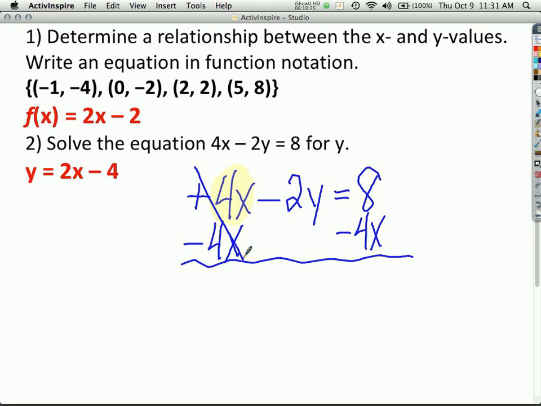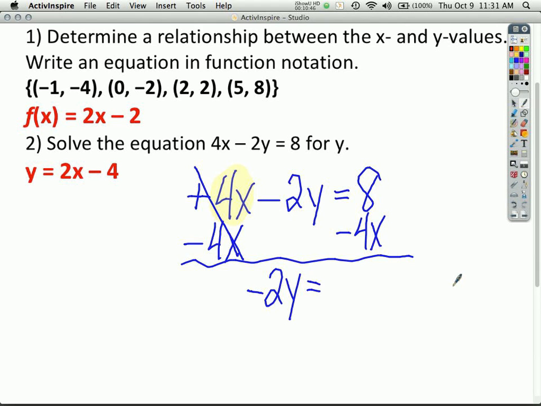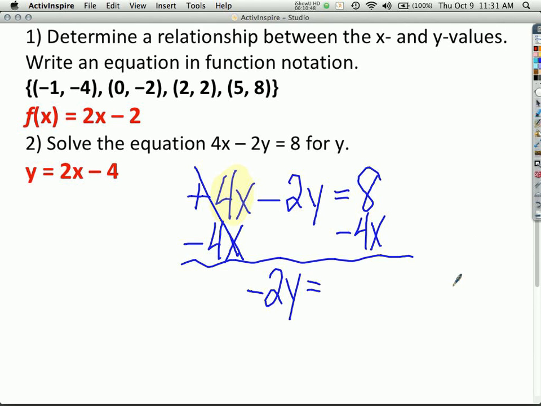This disappears, and now we're left with negative 2y equals. What is that? Yasmin? Unfortunately, it is not. Are you allowed to put those two things together? When are you allowed to put them together? So we have a whole bunch of issues that we have to iron out in 3 minutes. Are you allowed to put 8 and negative 4x together? Chanel? Why not?